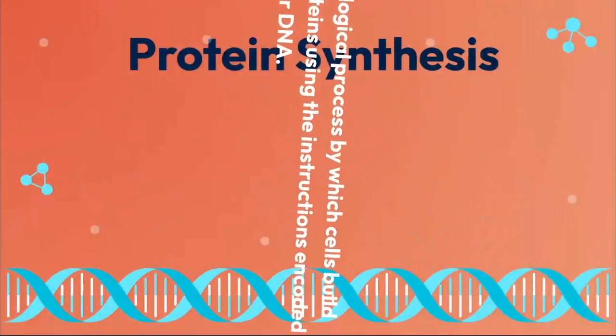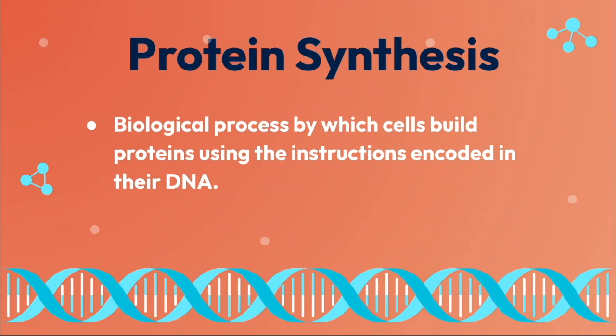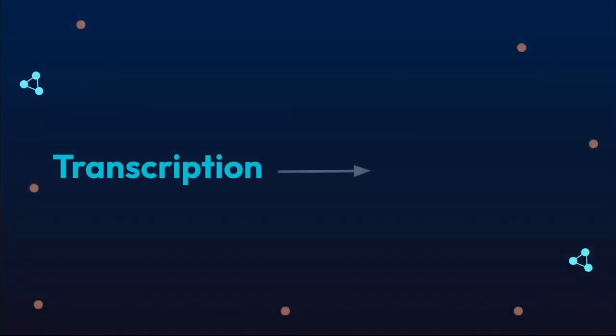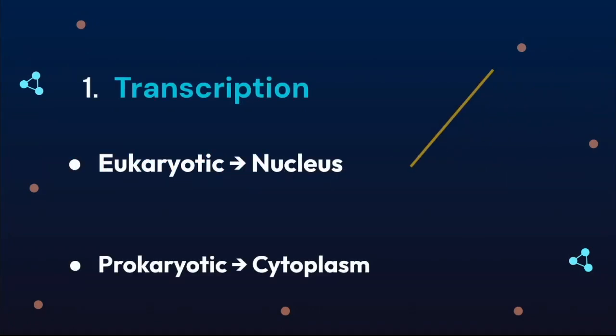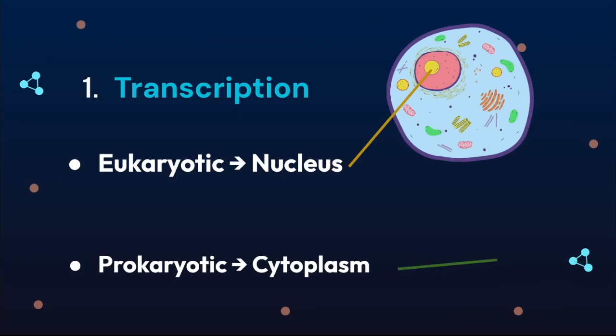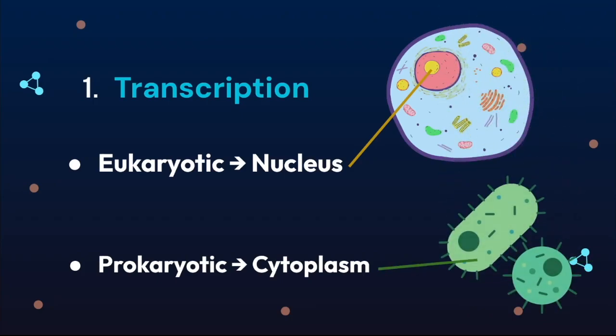Protein synthesis is the biological process by which cells build proteins using the instructions encoded in their DNA. The protein synthesis process can be broken down into 2 steps. The first step, transcription, takes place in the nucleus of eukaryotic cells and in the cytoplasm of prokaryotic cells.